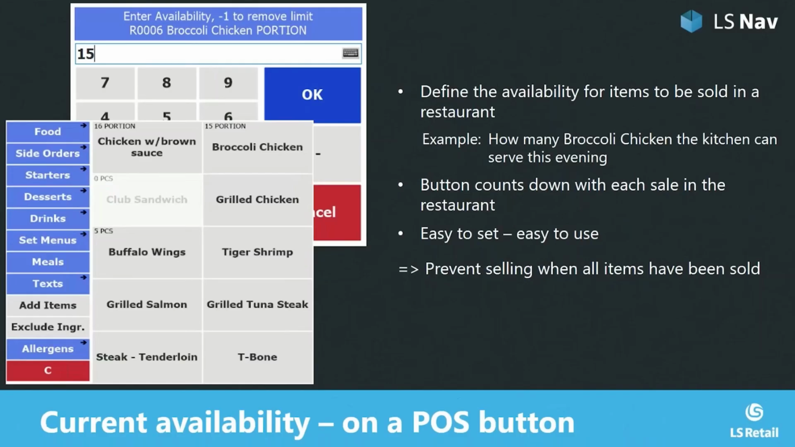Hospitality. Now we have the ability to show the current availability of portions or pieces on the POS buttons. It's simple to enter the quantity in the morning, how many portions you have. For example, enter here 15, and you can then see a broccoli chicken, you have 15 portions. Every time you would sell broccoli chicken, it would decrease the number on the button. You can see also here the club sandwich is all out. It's grayed out, and therefore you can't sell anymore. It is easy to set, easy to use.